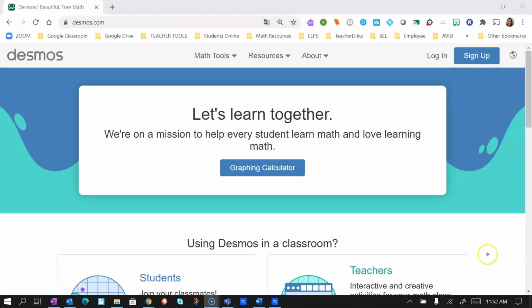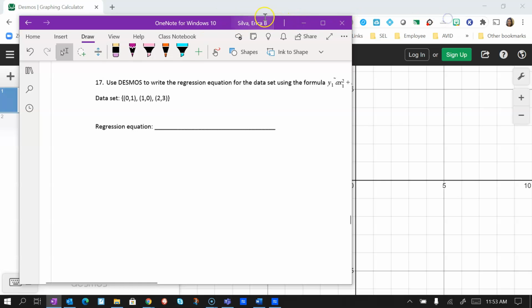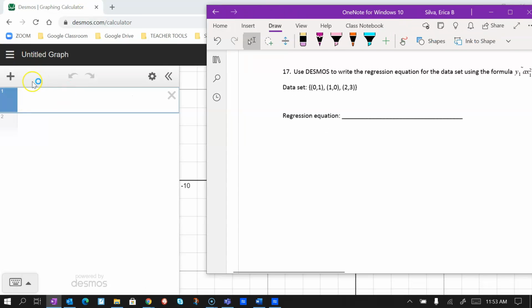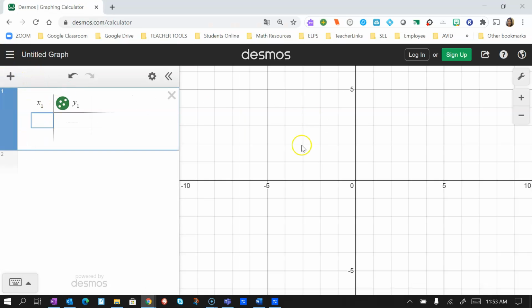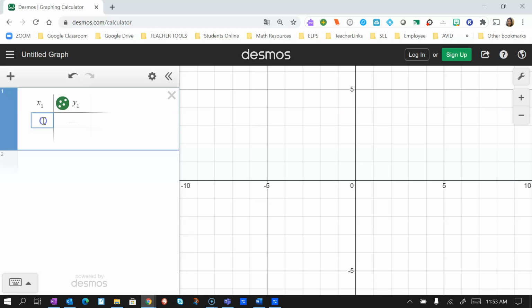Our graphing calculator on Desmos says to get the regression equation for this set of points. So we're going to plot these set of points down in our calculator. In order for us to be able to do that, we need to go to the plus sign and add a table. And then all we have to do now is plug in our points. So we've got 0, 1, 1, 0, and 2, 3.